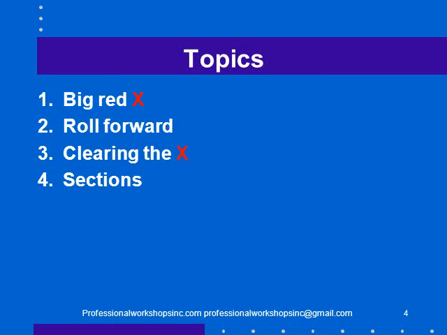So 4 topics. The big red X. We're going to talk about why there's a big red X and how you get rid of it. That's actually number 3. Point out that you can roll the form forward, that once you've spent the time developing it, and it really doesn't take that long to do, you can then just roll it forward and use it again in the following year.